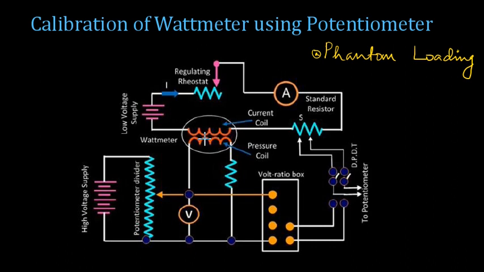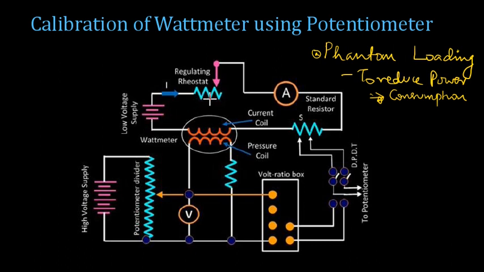You know that the system's impedance is very small. So even if you energize your current coil circuit with a low voltage supply, you are able to get rated current even with the low voltage supply. So that's why, in order to reduce the power consumption during measurement, we make use of such an arrangement.